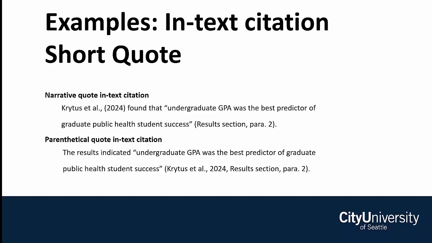Normally, you would have the page number. In this instance, when I retrieved the article, it did not have any pages, therefore I had a choice. I could either count down the number of paragraphs from the very beginning of the article, or I could cite that I found it in the results section, the results header, and then I counted down 1, 2, it was in paragraph number 2 below the results header.